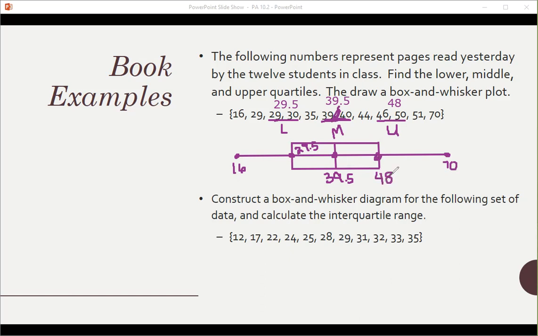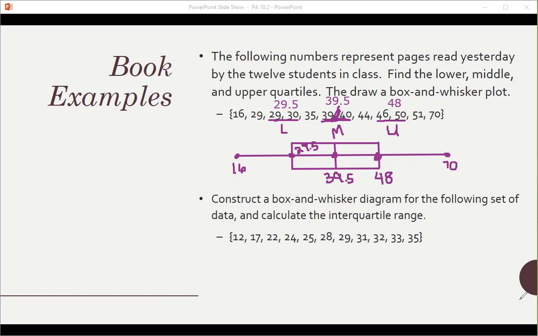So you see, all that you need to do is to find your quartiles and put them on your box and whisker graph. Okay, let's do it again. This time it also asks me to calculate the interquartile range.